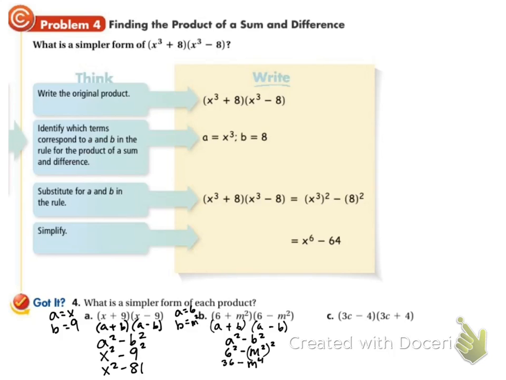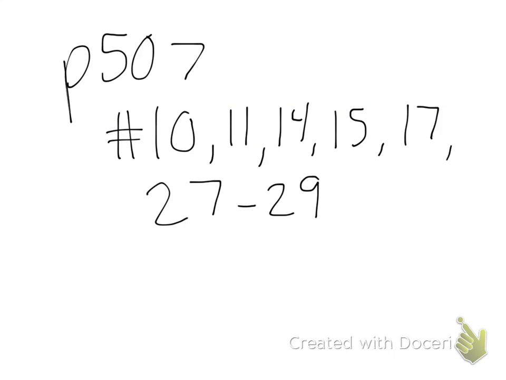Let's do our last one. This time they switch it up. It's a minus b times a plus b. Our a is 3c and our b is 4. General form, still a squared minus b squared. I'm going to plug in 3c for my a and 4 for my b. This time we have to distribute in. So this is 3 squared c squared minus, and 4 squared is just 16. 3 squared is 9, so this is 9c squared minus 16. And there's your homework.